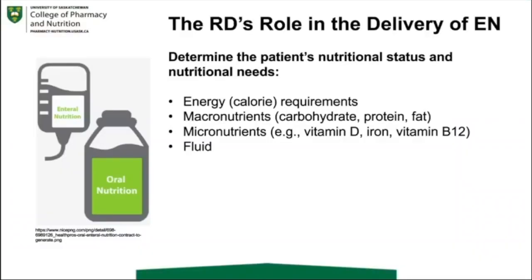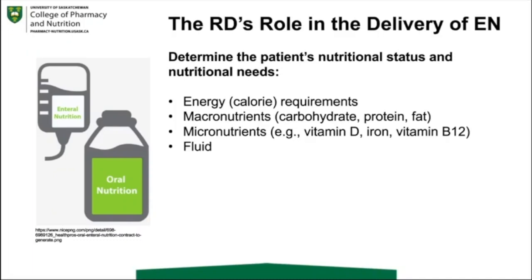The primary role the RD plays in the delivery of enteral nutrition is to determine the patient's EN prescription, which we determine by completing a thorough nutritional assessment, which includes the determination of the patient's specific nutritional requirements. To do so, we first estimate the patient's calorie requirements, which is done by referring to condition-specific clinical practice guidelines, or, in their absence, validated equations. Next, we determine their macronutrient and micronutrient needs, also based on the individual's disease state or condition.